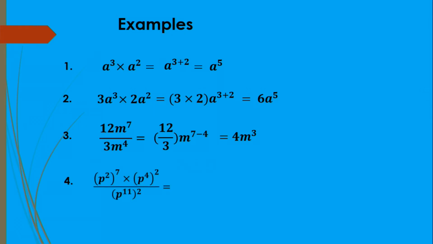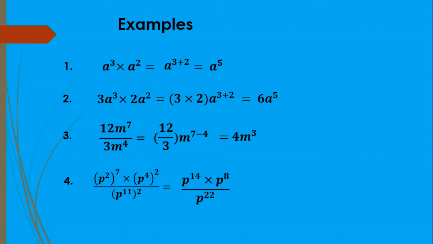Now look at this example where you have power law, multiplication law, and division law. First we are going to use power law. That is, if we have p power 2 power 7, we apply power law to obtain p power 14. Same for p power 4 power 2, which is equal to p power 8. That is, we need to multiply the two powers, 4 by 2. Then in the denominator, again you're going to apply power law, p power 11 power 2. It is the same as p power 11 times 2, which is equal to p power 22.